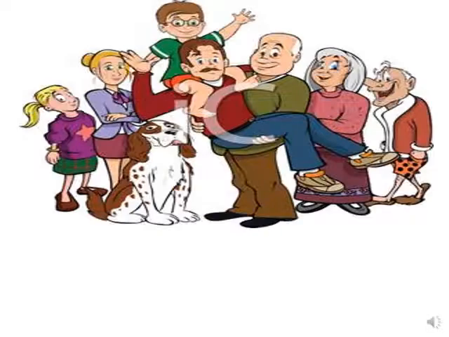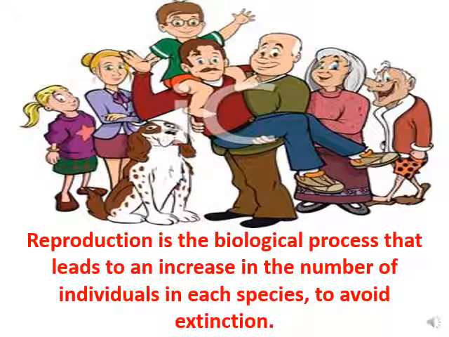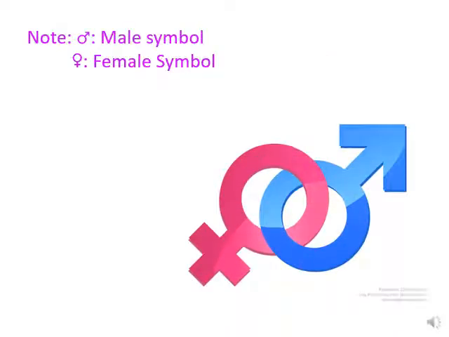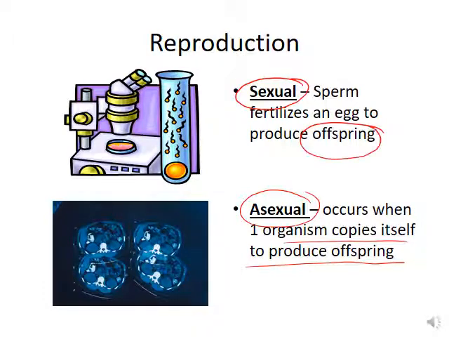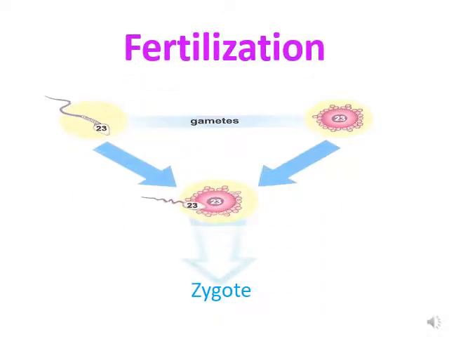So first, we're going to talk about reproduction. We said that reproduction is the biological process that leads to the increase in the number of individuals in each species to avoid extinction. Also, we said this is the symbol of the male, the female symbol, and X means mating. We said that we have two different types of reproduction, sexual reproduction and asexual. Asexual occurs when one organism copies itself to produce the offspring, while in sexual, the sperm fertilizes an egg to produce an offspring.